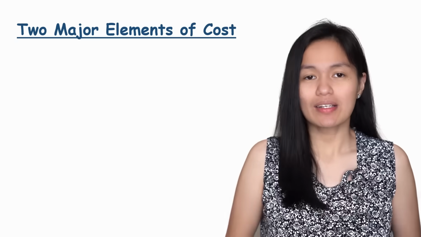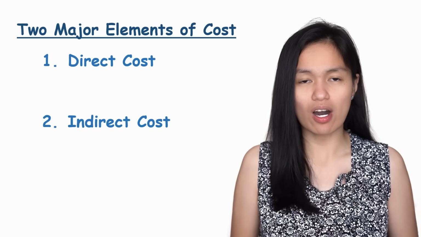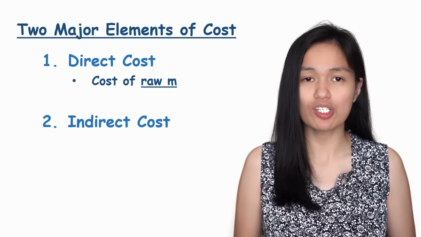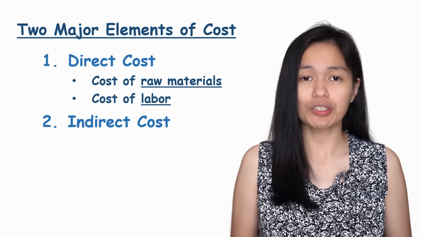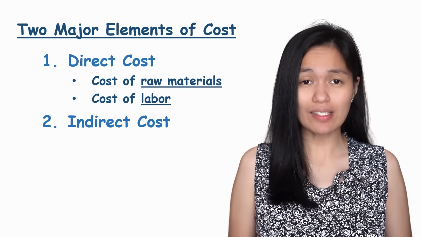As you know, there are two major elements of cost: the direct costs and the indirect costs. The direct costs are those costs which are directly attributable to a certain product, examples such as cost of the raw materials used or cost of labor in production. Now, these costs are easily traceable to a certain product, unlike the indirect costs.